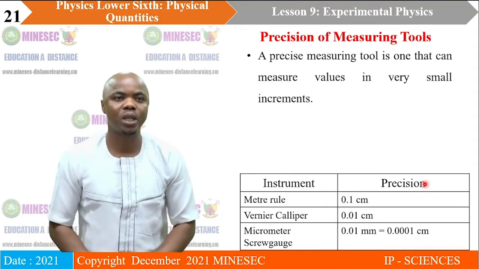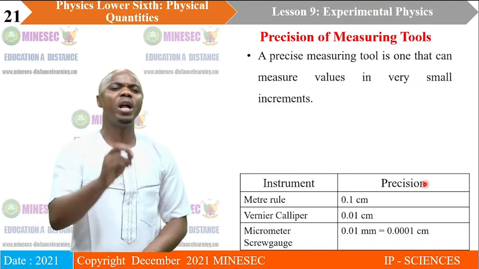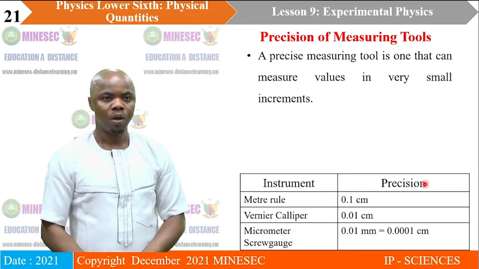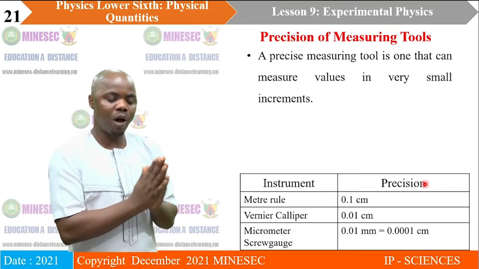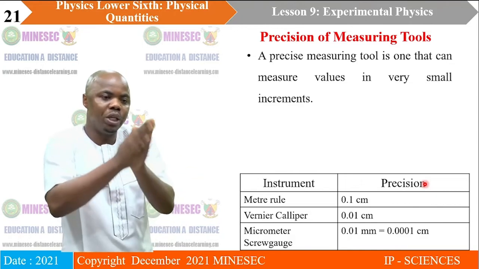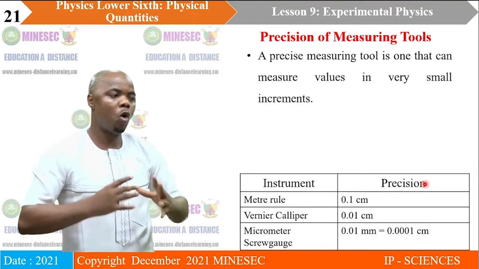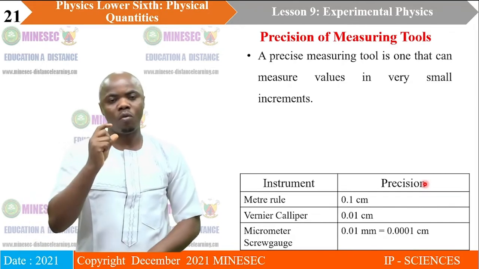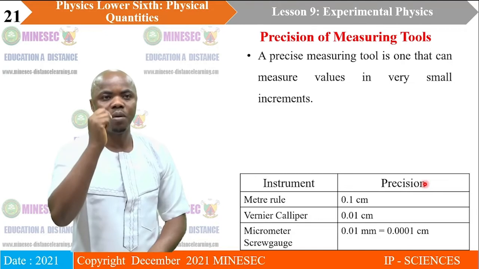Okay, so now, precision of measuring instruments. A precise measuring tool is one that can measure values in very small increments. If the first value is 1, the second one is, let's say, 10, 20, 30, 40, what's the increment? 10. That instrument is not precise compared to an instrument that can measure small increments. So the precision of an instrument is determined by the increment in its measurement.